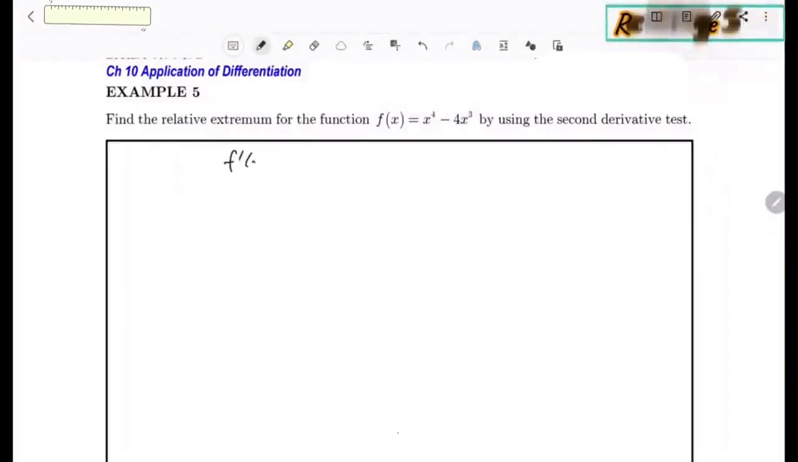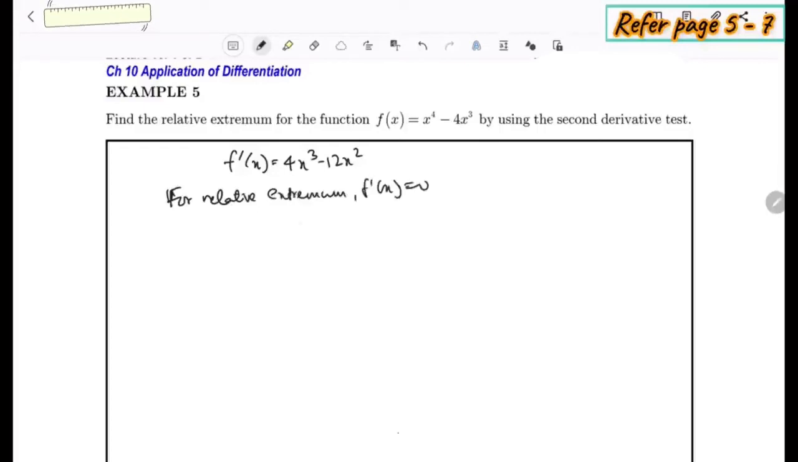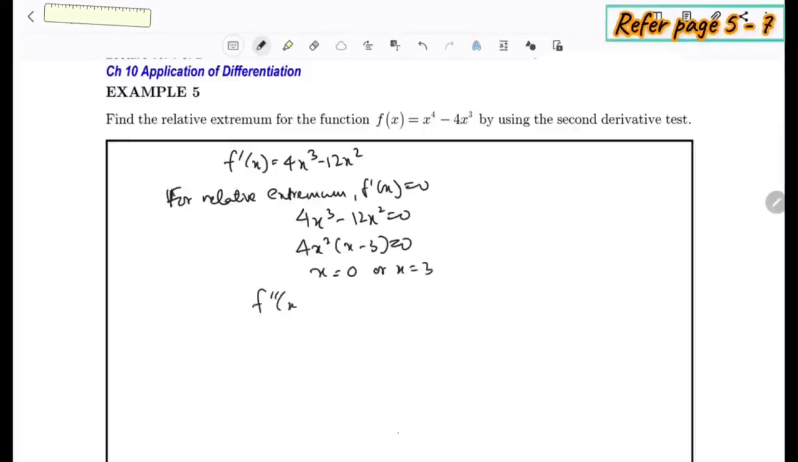So we need to find f prime x first. That will be 4x cubed minus 12x squared. For a relative extremum, f prime x equals 0. So we have 4x cubed minus 12x squared equal to 0. Factorize 4x squared, so we have x minus 3 equal to 0, x equal to 0 or x equal to 3. Next, we need to find the second derivative. So that will be 12x squared minus 24x.